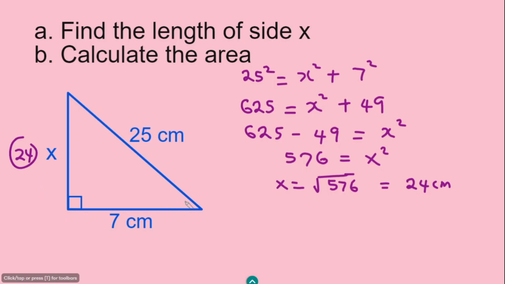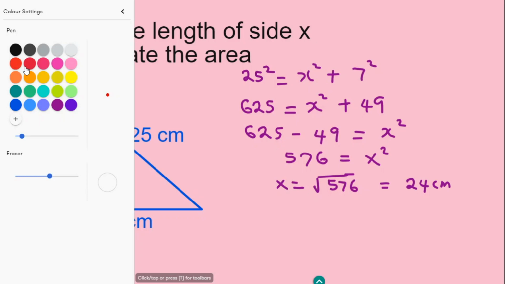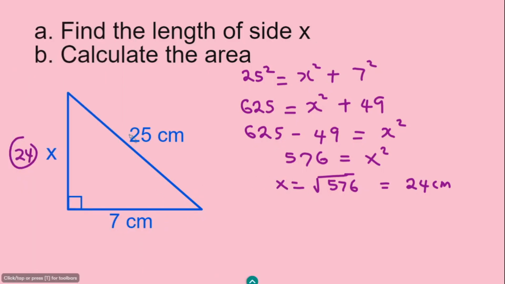So now we need to calculate the area. The area simply means the amount of space inside this triangle. And to do that, you will need the formula for the area of a triangle. In this case, the area of a triangle can be calculated as the base times the height divided by 2. Now in this case, the base here is 7 centimeters multiplied by the height. Now the height is what we calculated earlier, that was 24 centimeters, and then you divide this by 2.